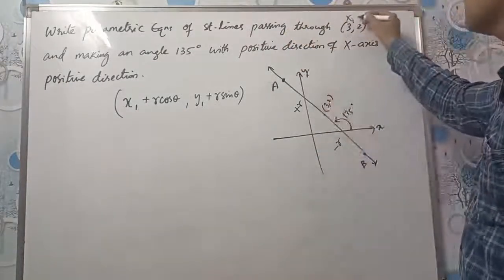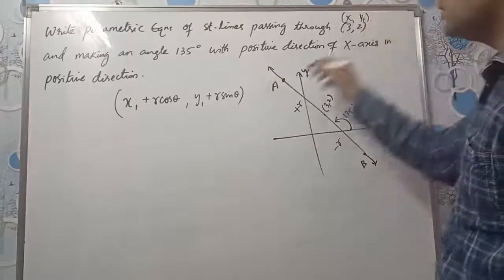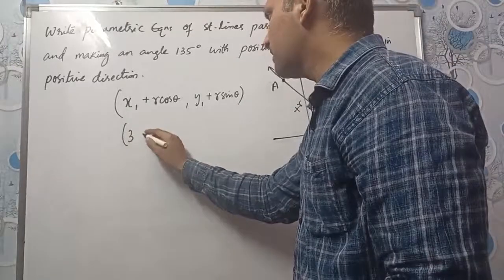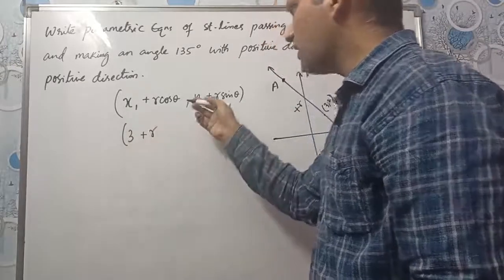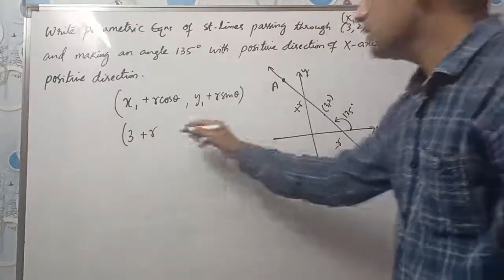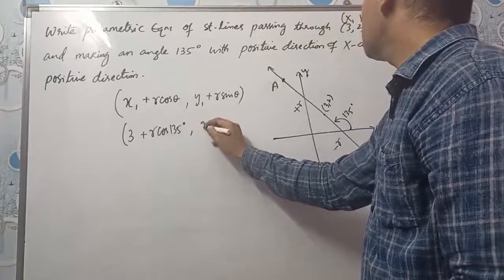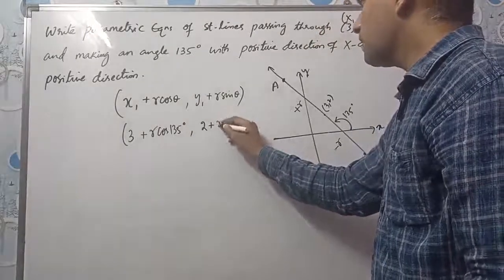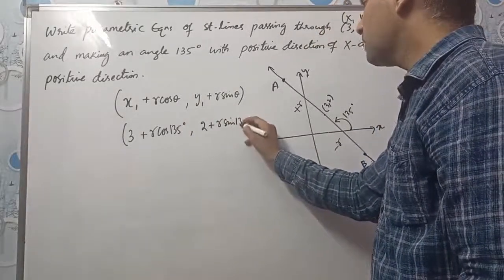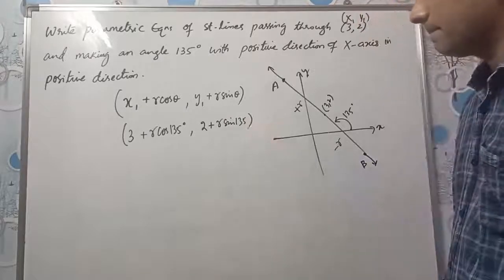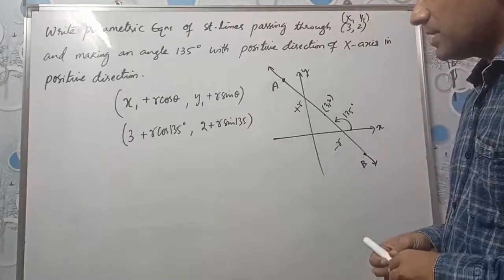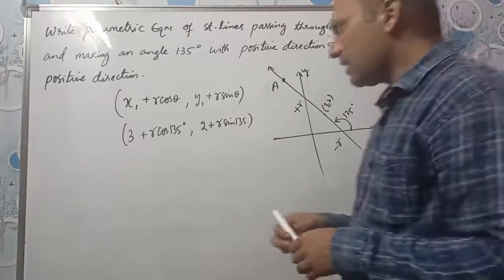x1, y1 here is (3, 2). So here we have 3 plus r, since the r value is not given we'll write r only, cos 135 degrees, and y is equal to 2 plus r sin 135. So: 3 plus r cos 135, 2 plus r sin 135.